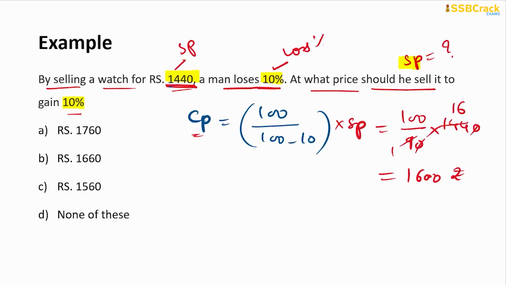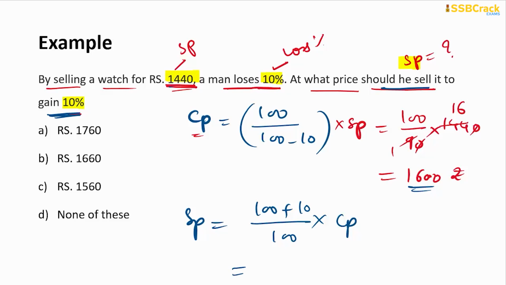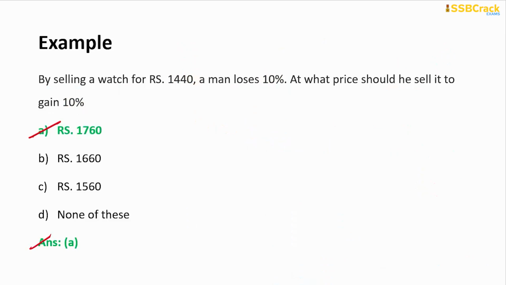So with this CP, now if that man were to sell it with a gain of 10%, what should be the SP? For the SP formula, gain percent is given, so we have 100 plus gain percent, that's 10, upon 100 into CP, and CP is known to us as 1600. So this becomes 110 upon 100 into 1600. We can cancel these two zeros and we see that 16 into 110 amounts to 1760 rupees. And this is how we obtain the correct key for this particular question. It's option A. I hope you understood this question.